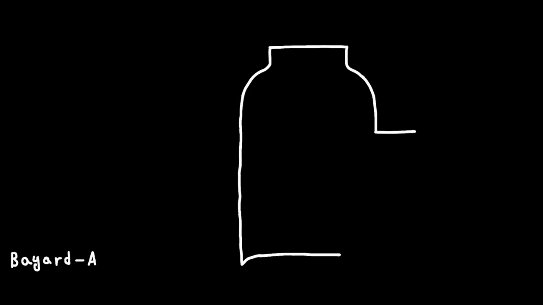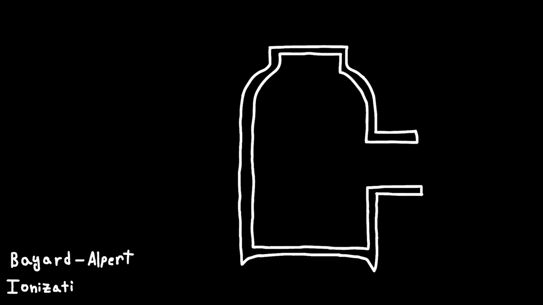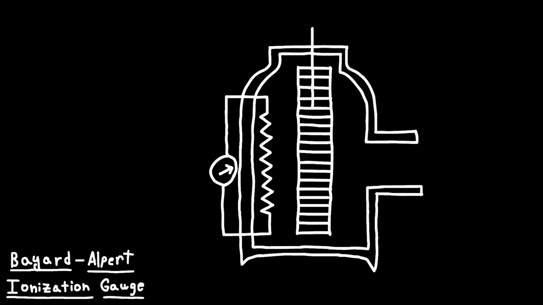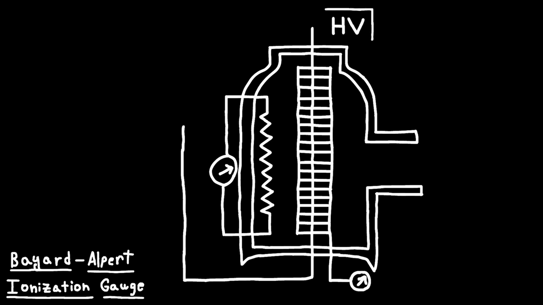To measure pressures at high vacuum, one simple and commonly used option is the Bayard-Alpert ionization gauge. The Bayard-Alpert ionization gauge is actually a triode vacuum tube. The first element is a hot filament that produces electrons. Opposite the filament is a collector wire, which is biased to a negative high voltage, normally around 500 volts. In between the filament and the collector is a coiled wire grid biased at a positive voltage.